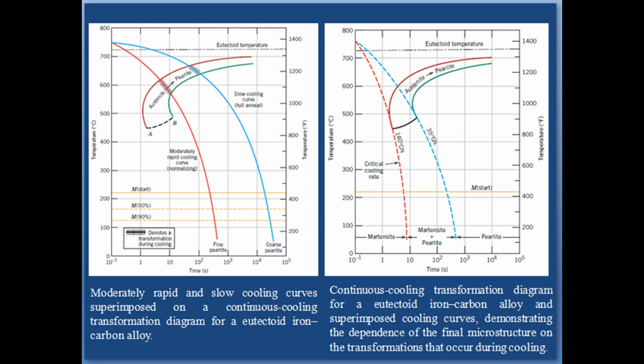Again, for a eutectoid steel, the transformation starts after a time period corresponding to the intersection of the cooling curve with the beginning reaction curve and concludes upon crossing the completion transformation curve. The microstructural products for the moderately rapid and slow cooling rate curves are shown in the figure and are fine and coarse pearlite, respectively.